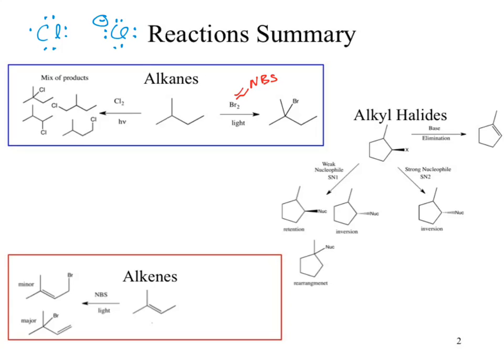Okay? We are more selective just because it's bigger. Yes. It's bigger, so what the bromine can do is stabilize that radical, that unpaired electron, better.